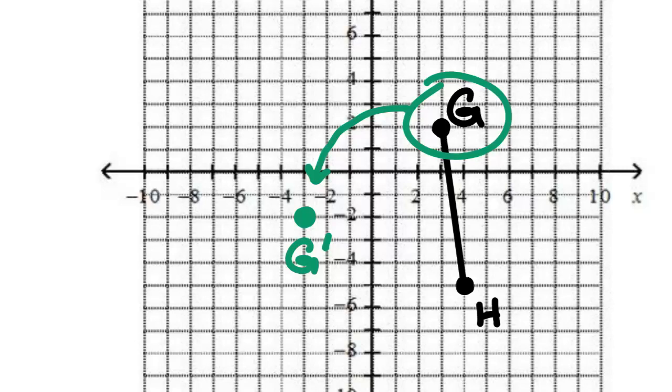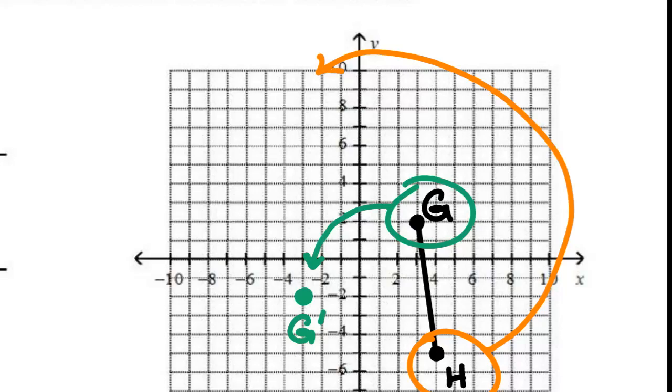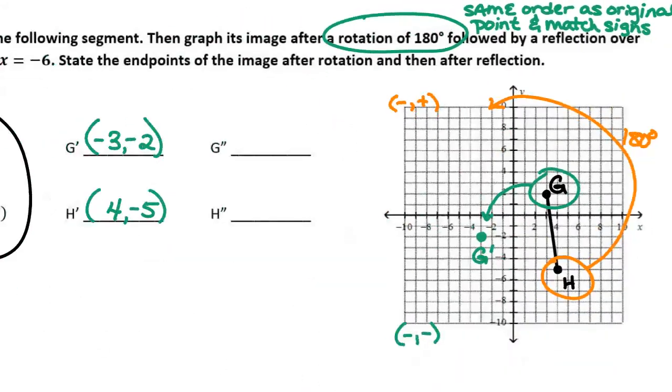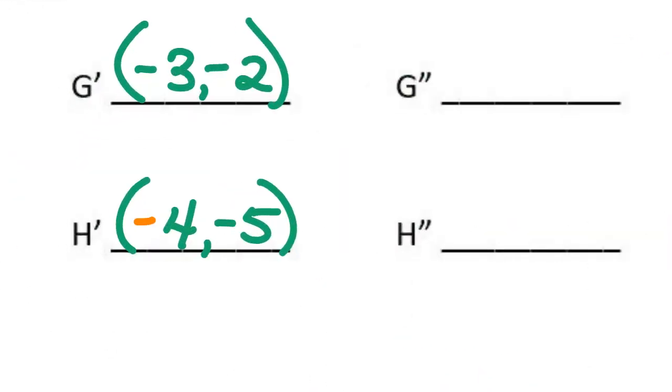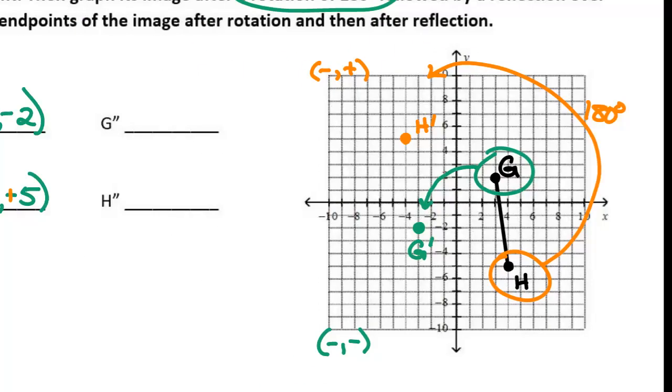H is not in the same quadrant as G was. H is down here in the fourth quadrant. So when it rotates 180 degrees, it's going to go into what quadrant? Into the second quadrant up here. Tell me about the points there. Negative for the x's, positive for the y's. So that means it has to be a -4 and a +5. Right here would be my H prime. I'm going to grab a straight edge and connect those two together.